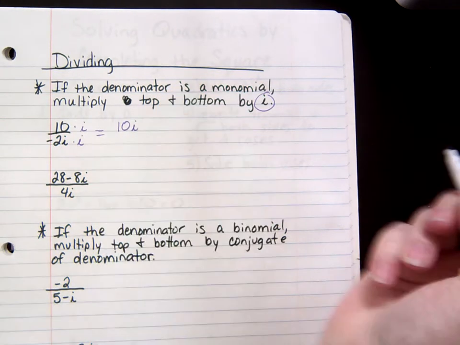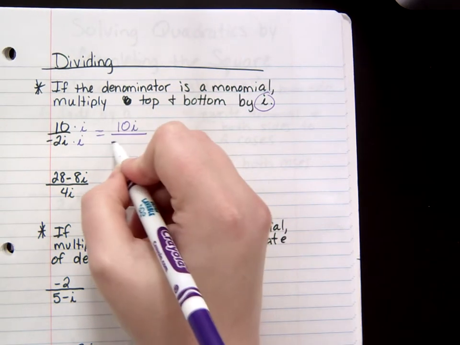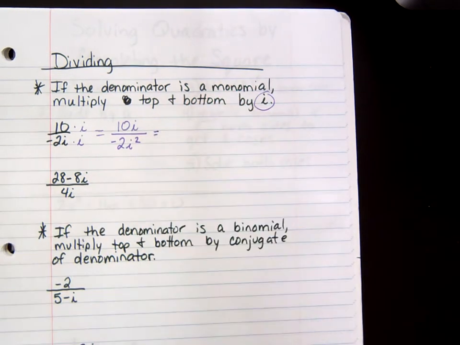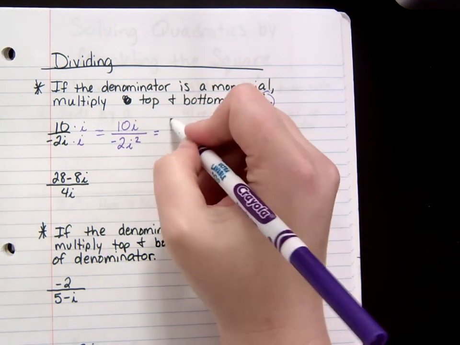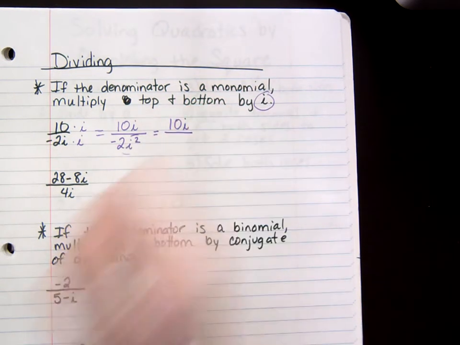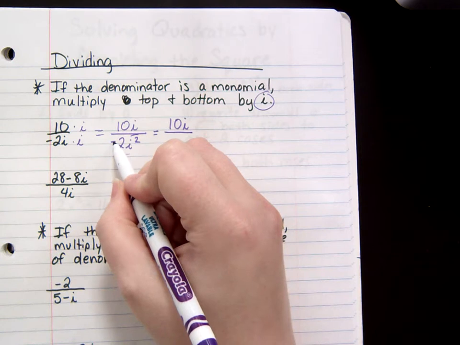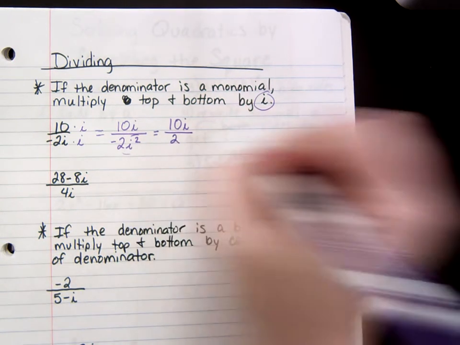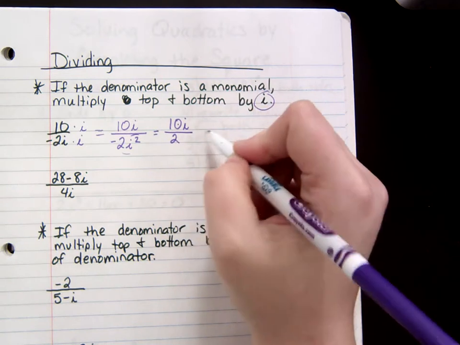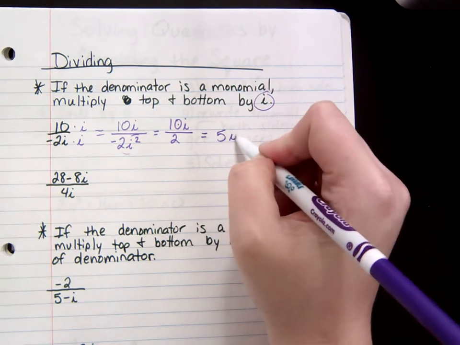So when I multiply the top, I get 10i, and the bottom gives me negative 2i squared. Then when you simplify, 10i cannot be simplified. I'm just going to copy that down. But i squared is equal to negative 1. So negative 2 times negative 1 gives me positive 2. But I'm still not quite done, because 10 is divisible by 2 and gives me 5i.